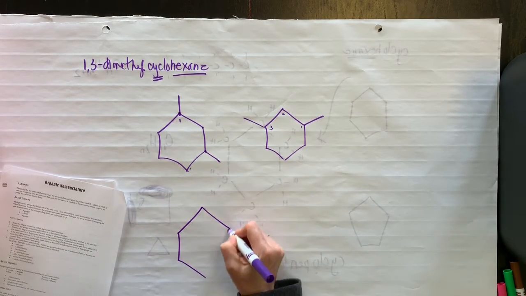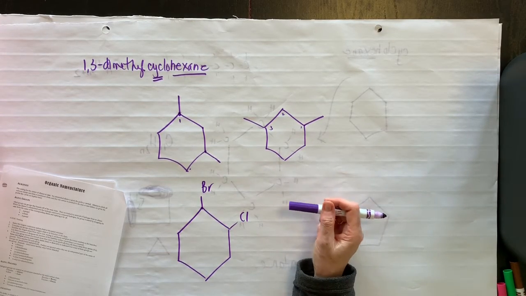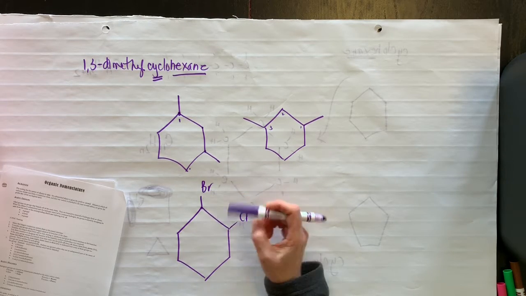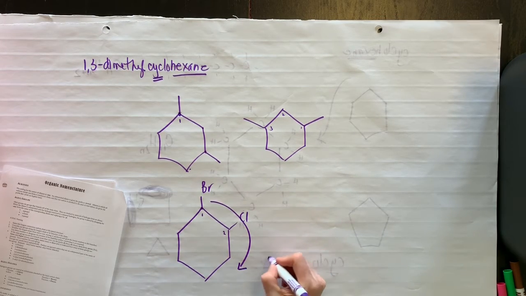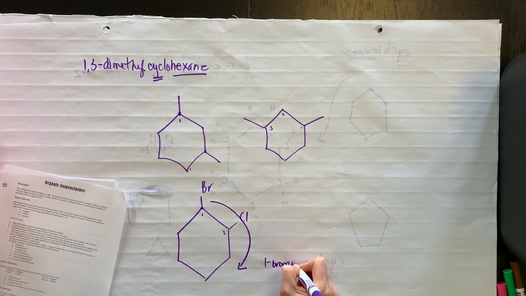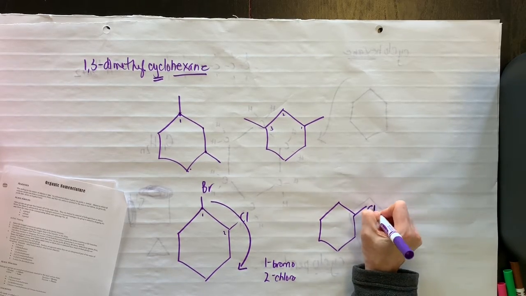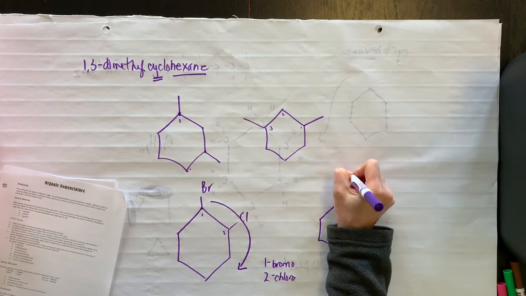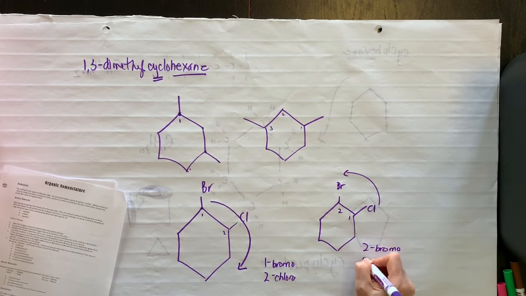So if I gave you this, Br and Cl, I think it's pretty obvious that you're going to count in this direction, starting with this as number 1 and this as number 2. If I count in this direction, I would have a 1-bromo and a 2-chloro. If I counted in the other direction, here's my Cl and here's my Br, I would have a 2-bromo, 1-chloro.